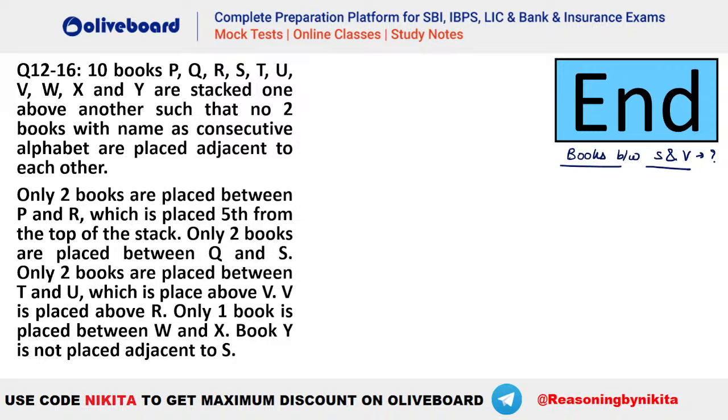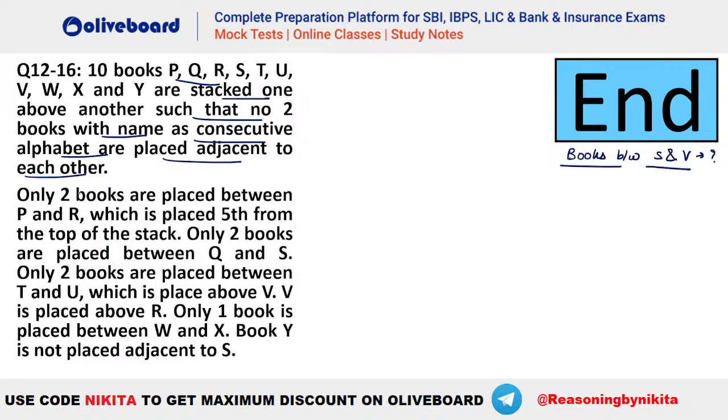Chalo, I've removed myself from the screen. We will now see how this arrangement works. So you can see that there are 10 books which are stacked one over another such that no two books with names as consecutive alphabets are adjacent to each other. So that means consecutive alphabets should not be coming together, like let's say P and Q or Q and R or R and S, right? So consecutive alphabets should not be a neighbor here. That is the important thing.